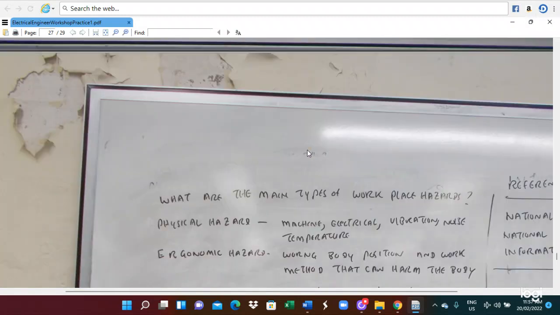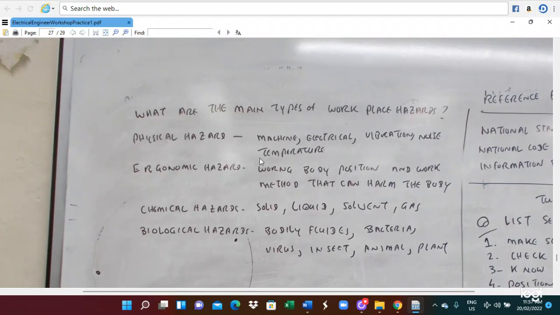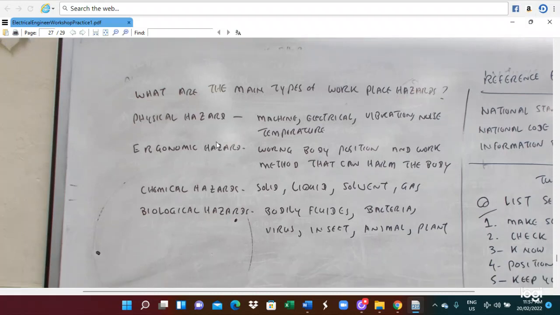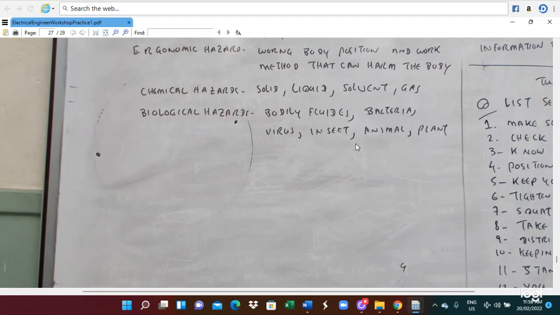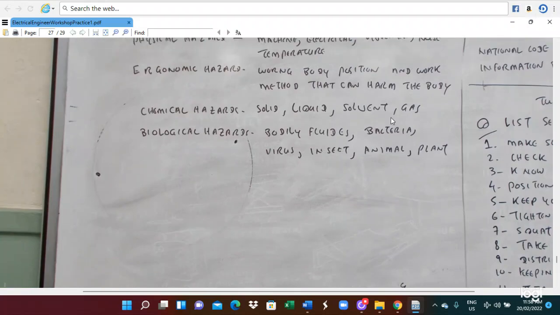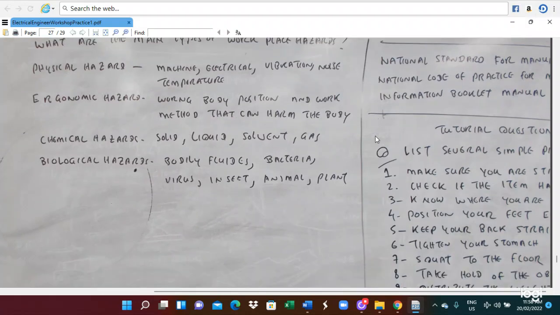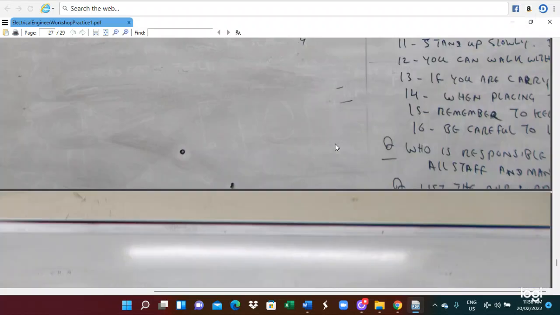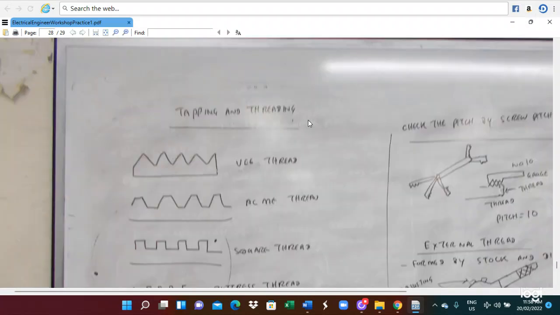The workplace hazards include physical hazards: machine, electrical, vibration, temperature. Ergonomic hazards are body positions and work methods that can harm the body. Chemical hazards are solid, liquid, solvent, gas. Biological hazards are body fluids, bacteria, virus, insects, animals. Those are the dangerous workplace hazards. So this is the occupational health and safety aspect.